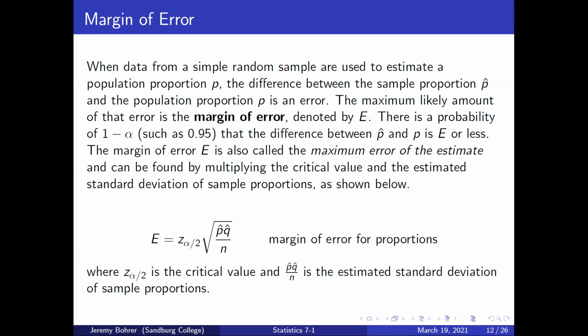E equals z sub alpha over 2 times the square root of p hat times q hat over n is the margin of error for proportions, where z sub alpha over 2 is the critical value and the square root of p hat times q hat over n is the estimated standard deviation of sample proportions.